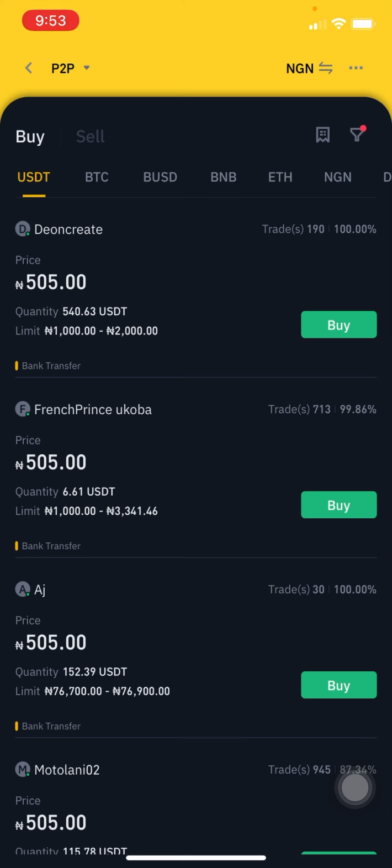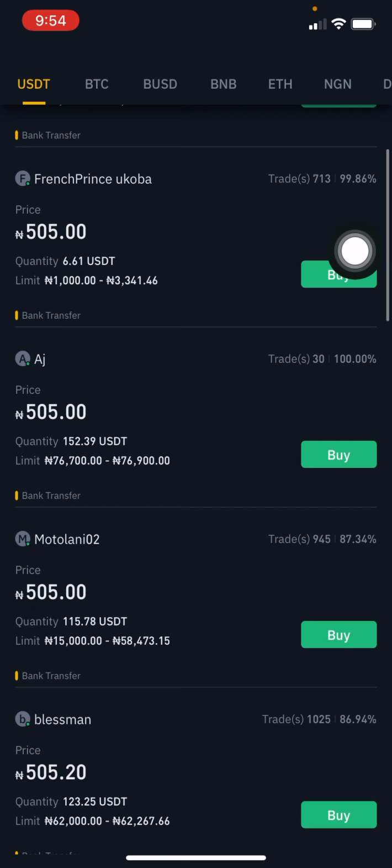Now you need to be careful. You need to know the person you are buying from. You need to check the trader's rates and how many times that person has done transaction with people. Okay, this is the most important part of it. You don't just buy from anybody you see. Please take note. Make sure the person you are buying from has a high quality of rate. That's percentage. This person right here is having 99.86%. This one is having 100% trust. These people, their Binance account has been verified.